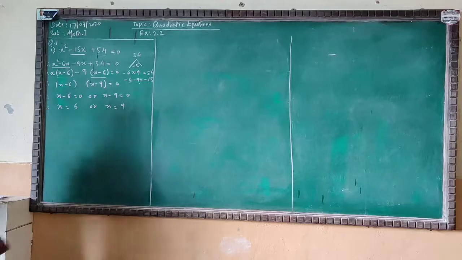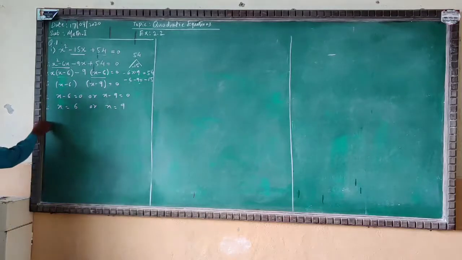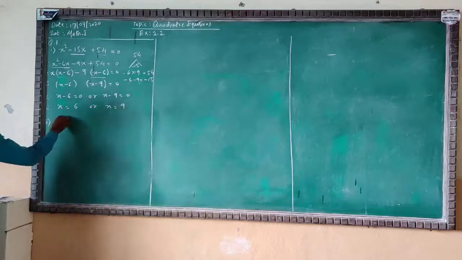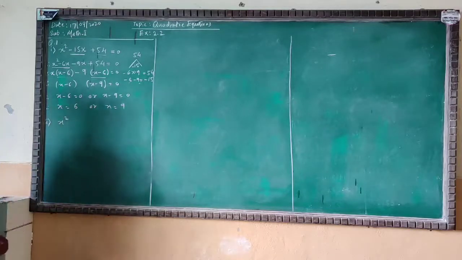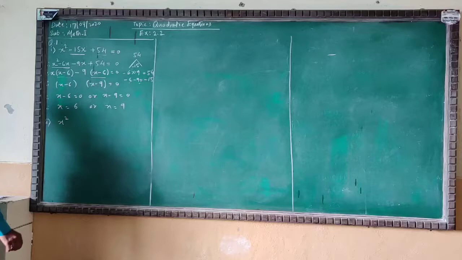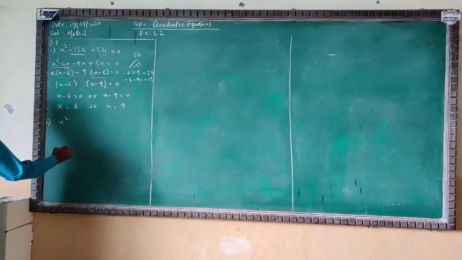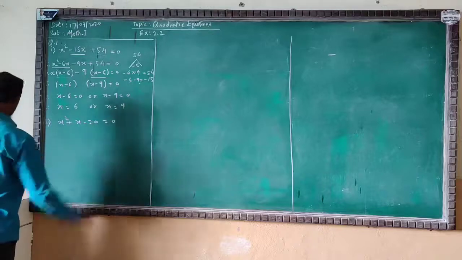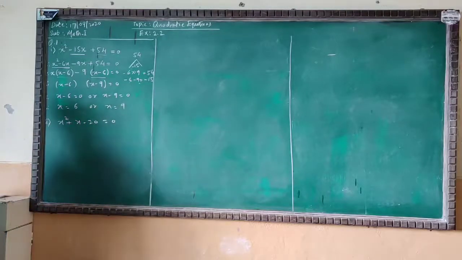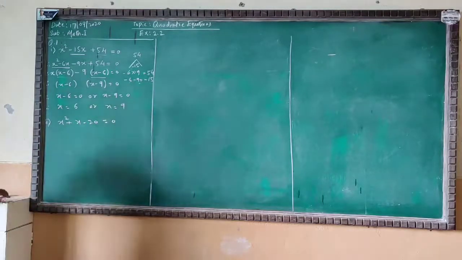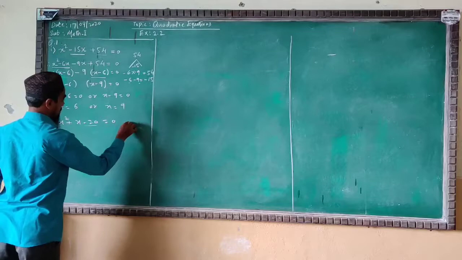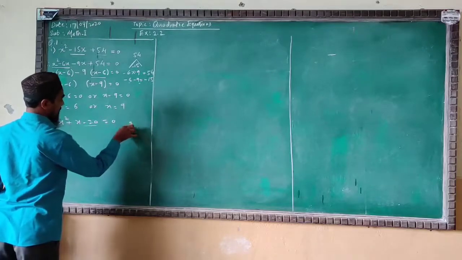Okay, I think you got this question. Now question number 2. See, here we have x square plus x minus 20 is equal to 0. It's our question. Now here, same thing, we have the minus 20 in the third place.